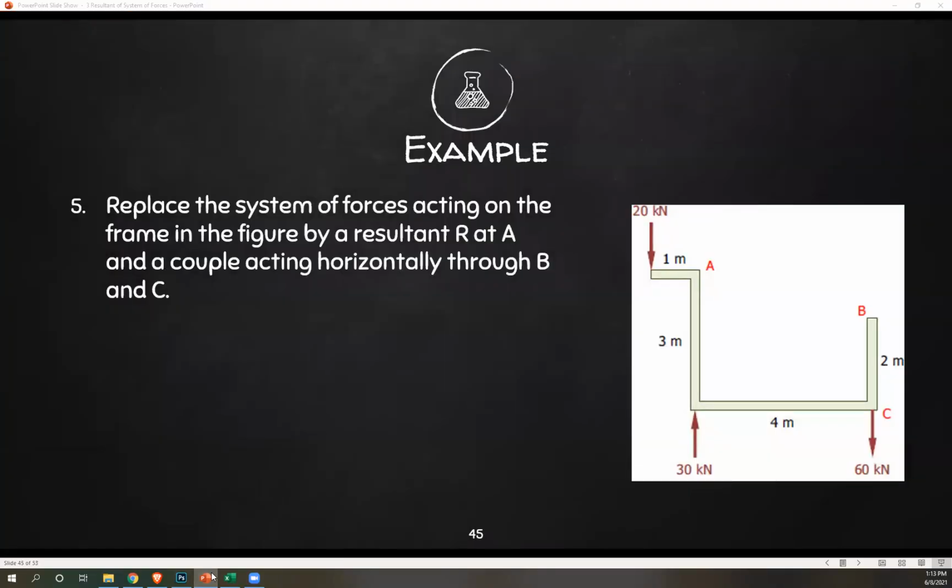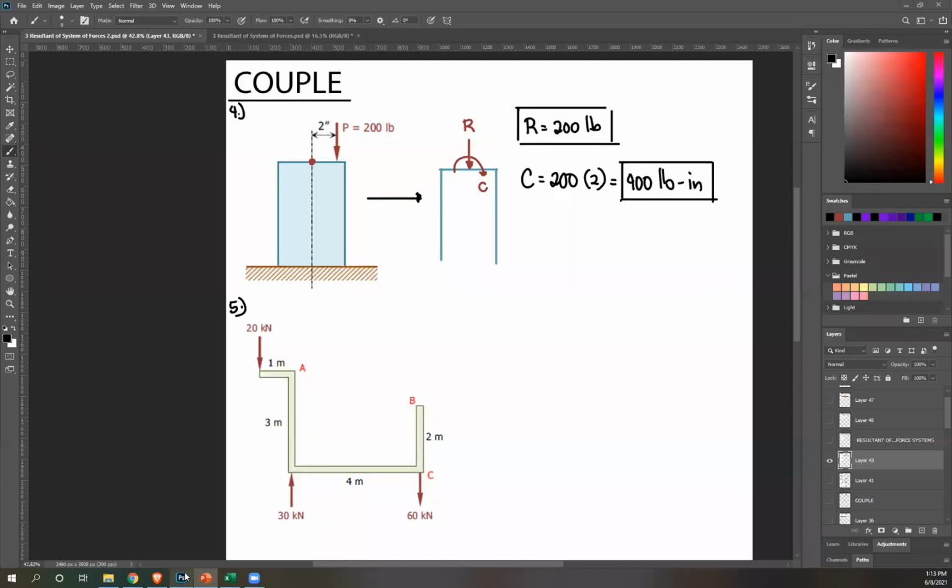So number 5, replace the system of forces acting on the frame in the figure by a resultant R at A and a couple acting horizontally through B and C. So this is another resolution. We have the system of forces. I want to resolve it into a single force R at A and then a couple at B and C. So the steps are the same, we're just adding forces.